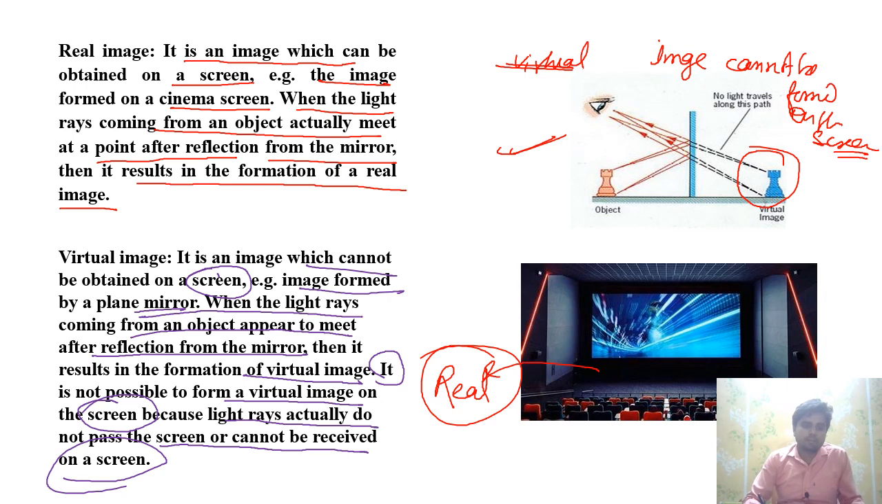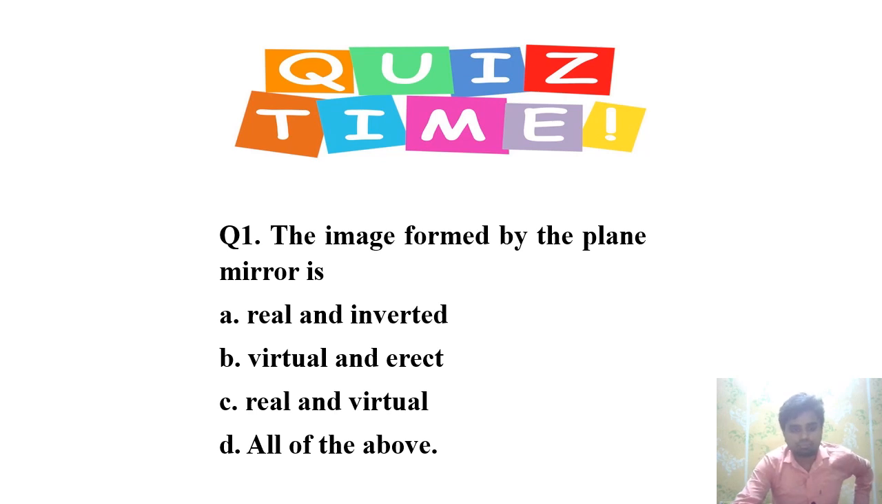Okay, students, moving further, you have to give the answer to this question: the image from the plane mirror is real and inverted, virtual and erect, real and virtual, or all of the above. The correct answer is virtual and erect.